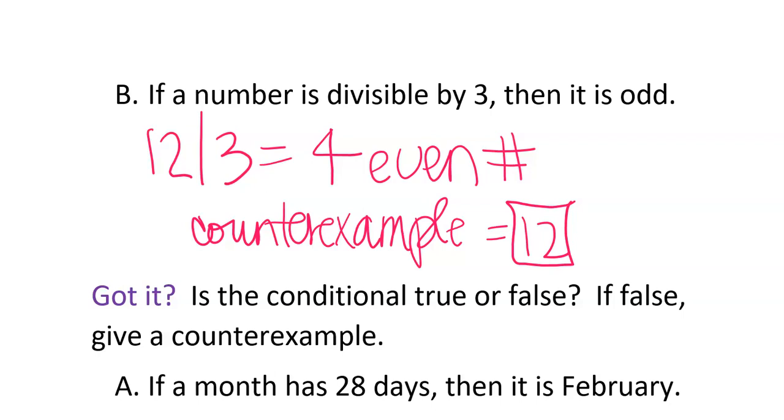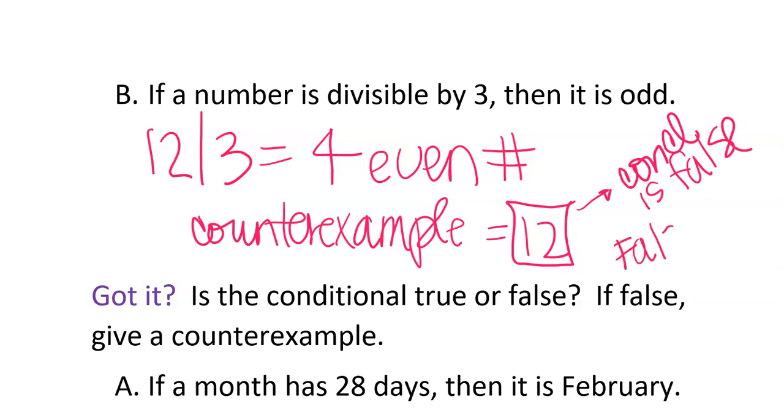And for these, you kind of have to show it. So I showed it by just explaining it. 12 divided by 3 is 4, but 4 is an even number. So that's what makes it false. This counterexample makes that conclusion false, so the whole thing would be false. So it's not true and true. The whole thing is false.